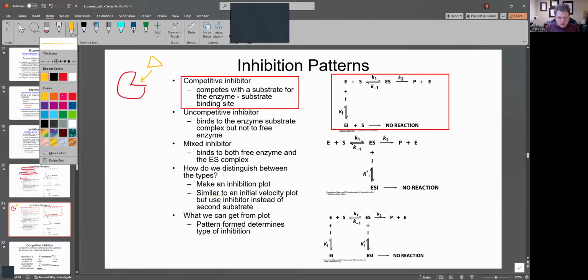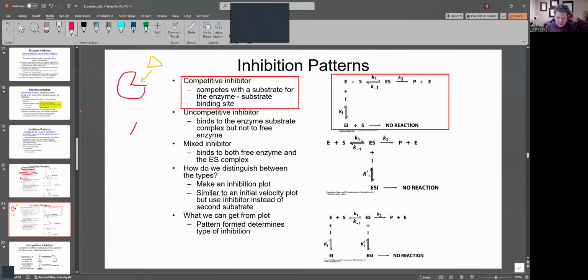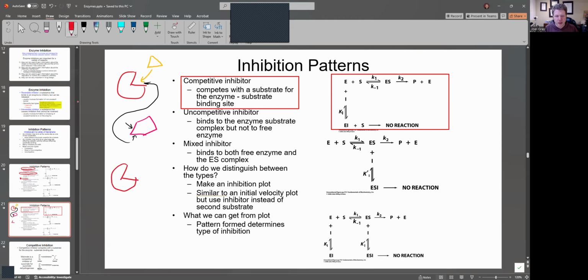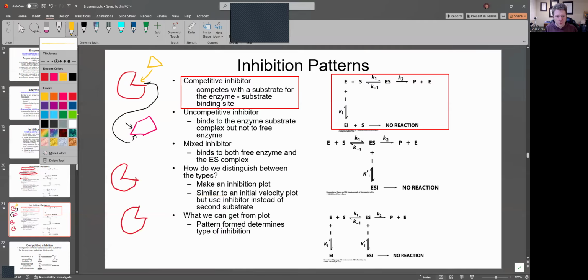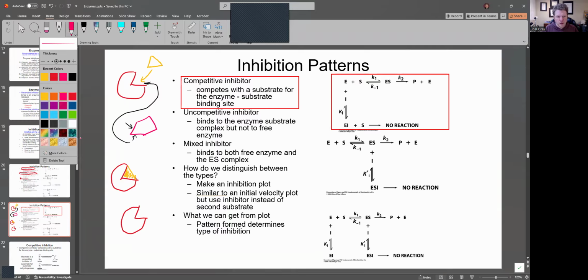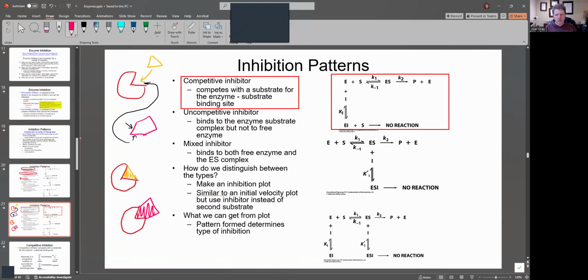An inhibitor would be designed, or you might design it. Of course, there are naturally occurring inhibitors, but you might design it to look like that because this part of the inhibitor looks like it could fit right in there. In which case, we'd have two possible outcomes: our enzyme binds the natural substrate, or our enzyme binds the inhibitor.